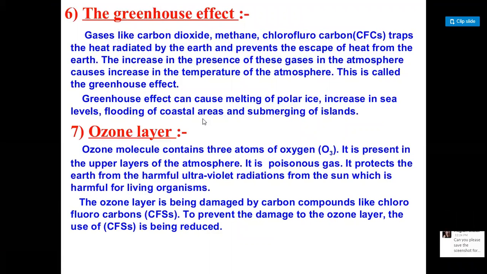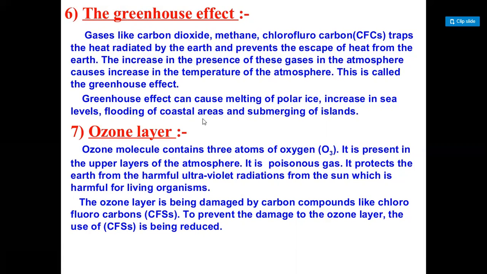The last topic of this chapter is greenhouse effect and ozone layer. Greenhouse: gases like carbon dioxide, methane, and CFC, chlorofluorocarbon, trap the heat radiated by Earth and prevent the escape of heat from the Earth. The increase of these gases in the atmosphere increases the temperature of the atmosphere. This is called the greenhouse effect. The greenhouse effect can cause melting of polar ice, rise in sea level, flooding in coastal areas, and submerging of islands.